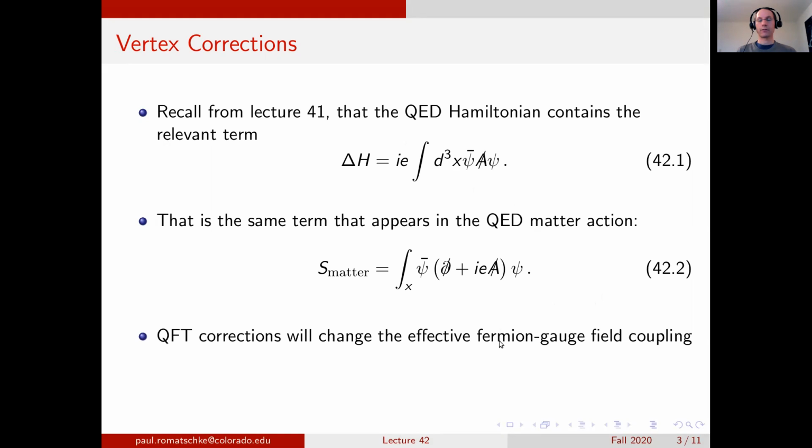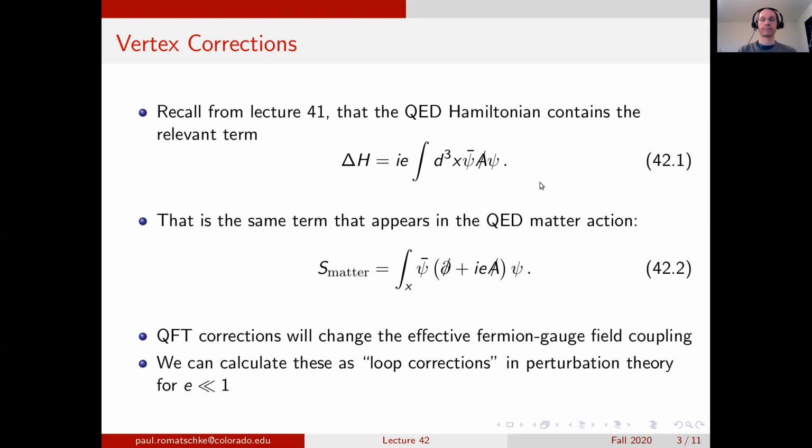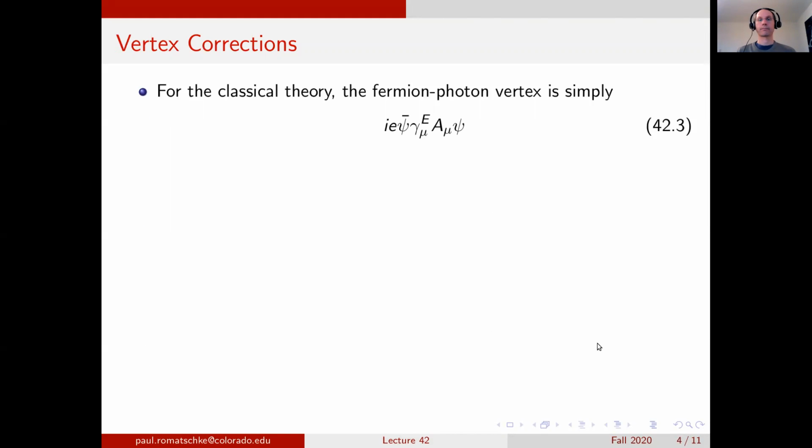And if we consider QFT corrections, then effectively it will change the fermion gauge field coupling that appears in the Hamiltonian. So what we want to set up is we want to calculate loop corrections in perturbation theory, meaning for small values of the electron charge e, to the fermion gauge field coupling. For the classical theory, that was just psi bar A slash psi, which I have written out by undoing the slash notation. So I write gamma mu A mu instead of A slash.